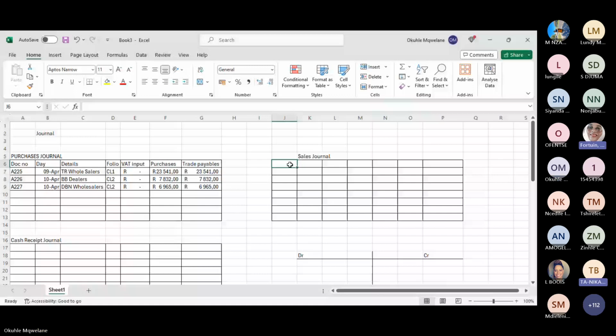Okay, let's move on to the next question. Issued invoice to the following people for goods sold: Blue at 478 rand, Silver at 693 rand.